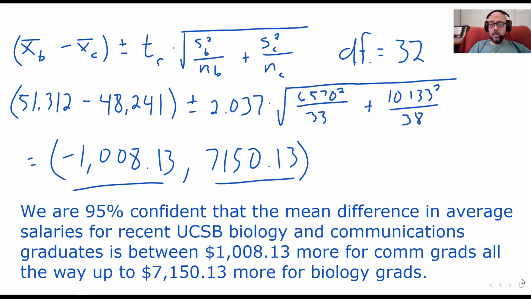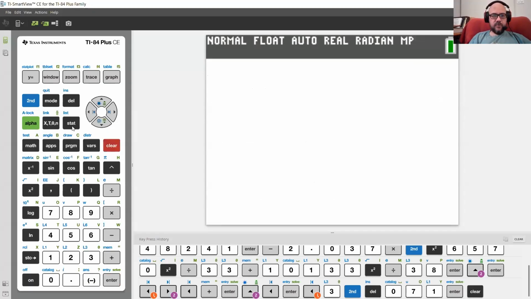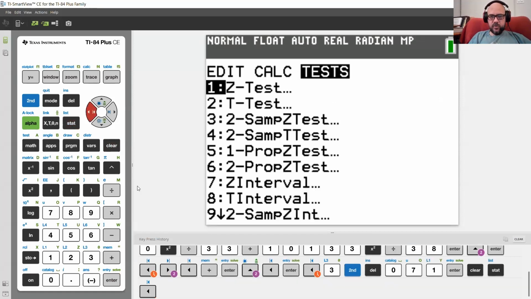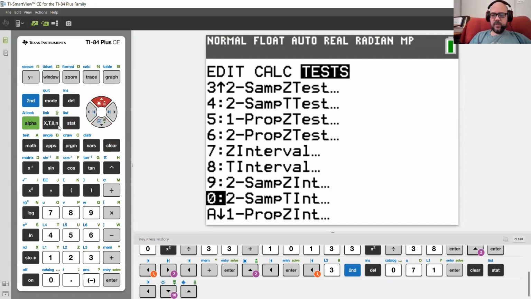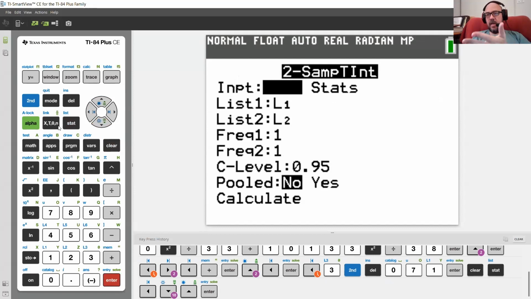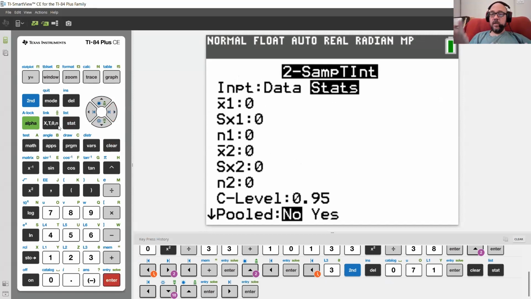So let's do a proportion interval, but actually, before I do a proportion, we're going to do this on the calculator. The calculator very conveniently has a 2-sample t interval. Under Stat Tests, there's a z interval, but we're not using that one because we don't know sigma. The 2-sample t interval is the one we want. Notice that, again, data or stats: we don't have the raw data. I didn't give you a list of 33 biology salaries and 38 communication salaries. Instead, we have summary statistics, and they're asking for the same exact things I wanted to know.